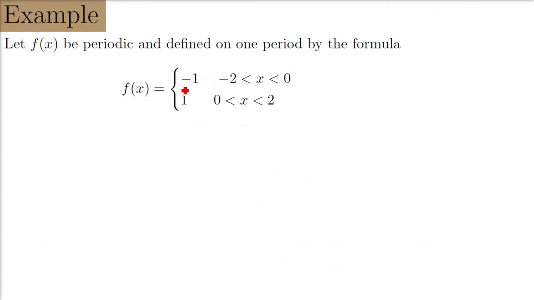Now this is the example. Let us say that f(x) is a periodic function and one period is defined by this expression. This is piecewise linear. We are dealing with a periodic, piecewise linear function, and then we are going to integrate it, which is what the Fourier series says.